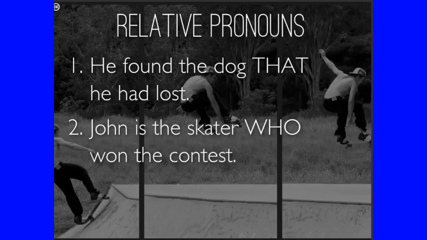By combining the independent clause with the subordinate clause, we have created 2 new sentences. He found the dog that he had lost, and John is the skater who won the contest. In the first example, that is the relative pronoun. It begins the subordinate clause that he had lost. In the second example, who is the relative pronoun. It begins the subordinate clause who won the contest. The antecedent for that is dog, and the antecedent for who is skater.